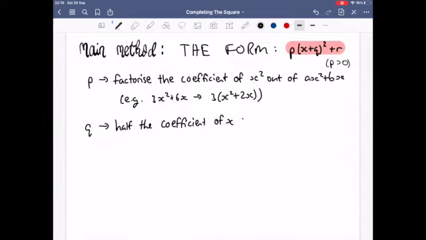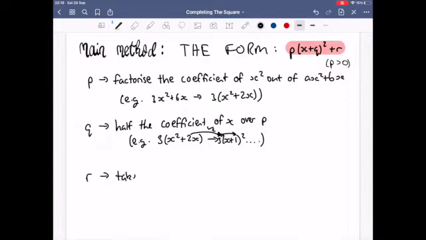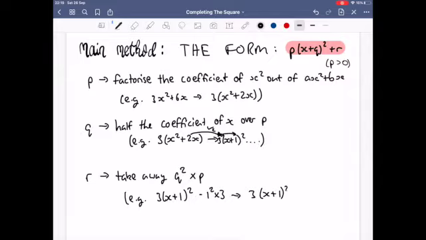For q, you would halve the coefficient of x over p. So moving back to our example, we have 3(x squared plus 2x). We would halve the 2 and get 3(x plus 1) all squared. And finally, for r, you would take away q squared times p. So back to our example, 3(x plus 1) squared minus 1 squared times 3. So the answer would be 3(x plus 1) squared minus 3.